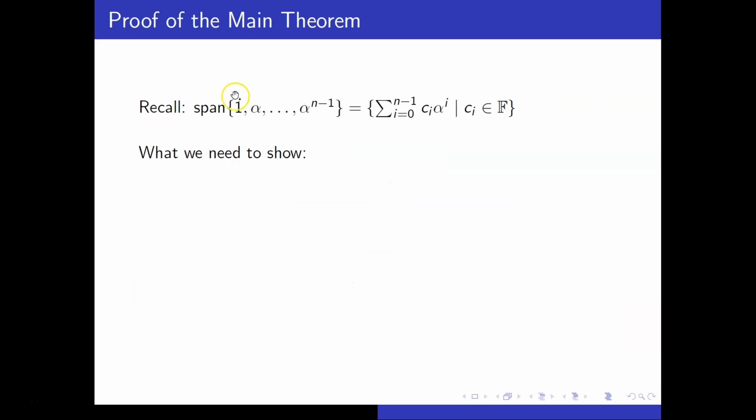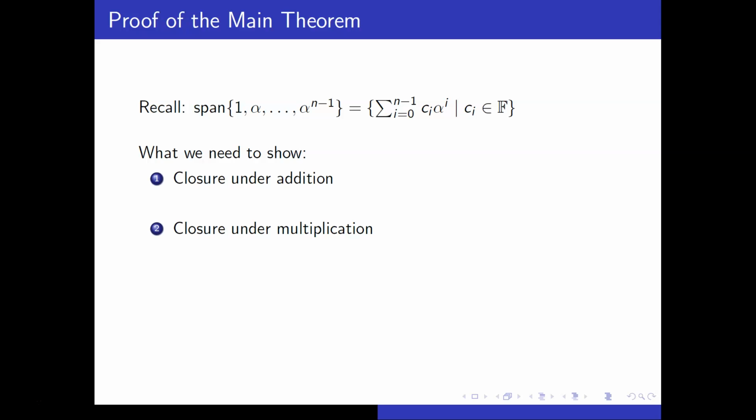Okay, so recall again the span, as I just said. This is all linear combinations, and again, my coefficients are coming from f. All right, so before we get into the proof, let's go over what exactly we're going to need to demonstrate. Now, we need to show that it's closed under addition. That's gonna be simple. All right, closure under multiplication is going to take a little bit of work.